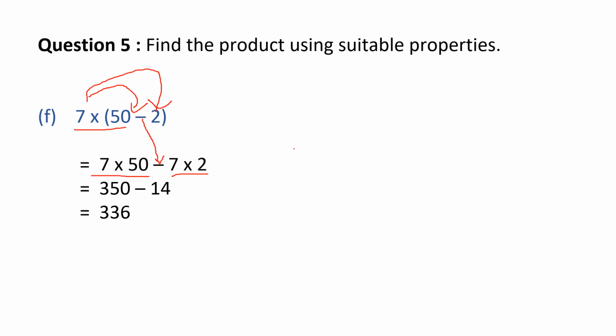So which property? Distributive property. So use the distributive property and open it. Then normal solving. 7 into 50 is 350. 7 into 2 is 14. 350 minus 14 is 336. So normal solving, right? Now the next question.